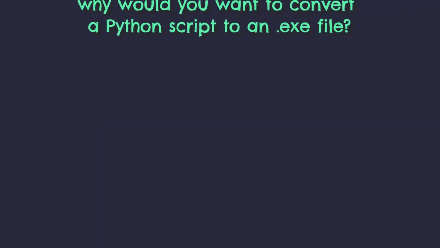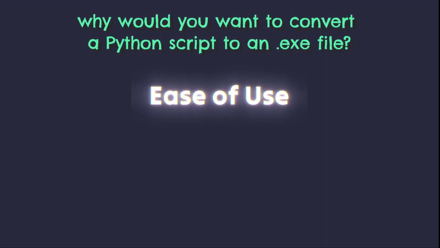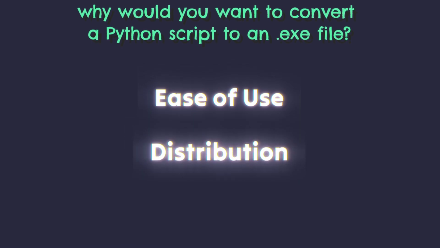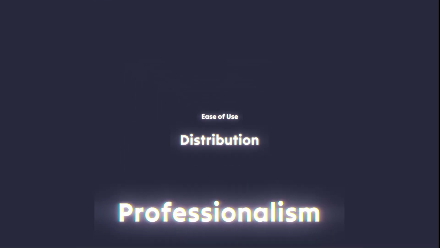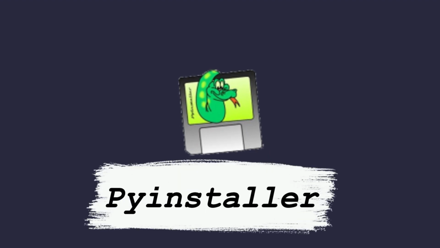So why would you want to convert a Python script to an executable file? Well, there are a few reasons. First, users don't need to install Python or any dependencies, and it's much easier to share and install your application. And it also makes your app look polished and standalone. So to convert a Python script to an executable, we'll use PyInstaller, a popular and easy to use tool. Make sure Python is installed on your machine and let's get started.